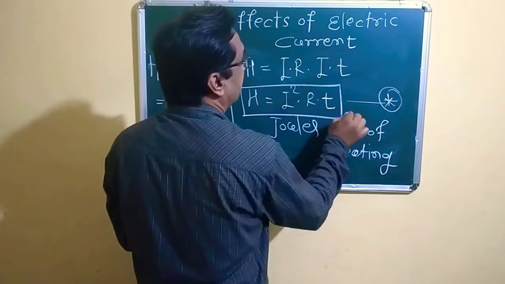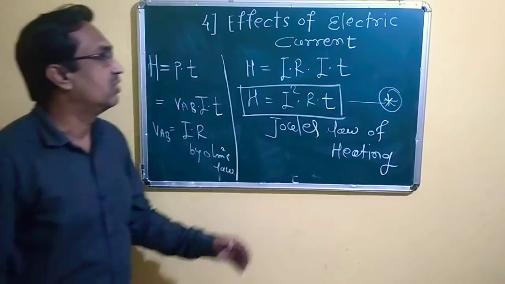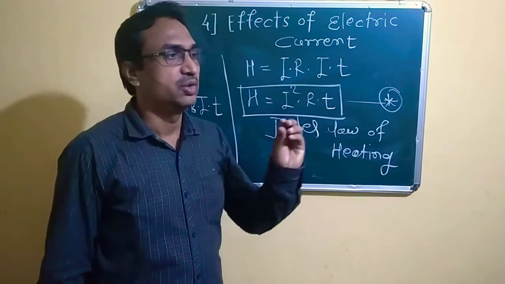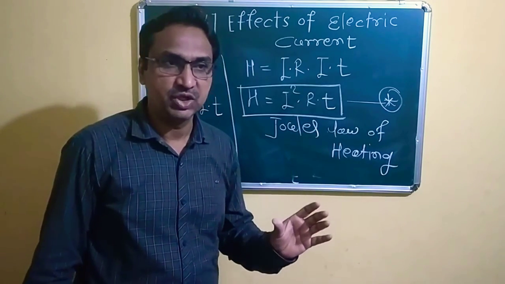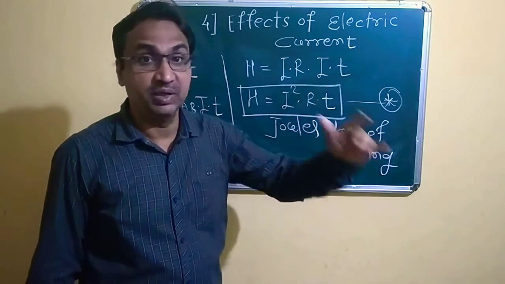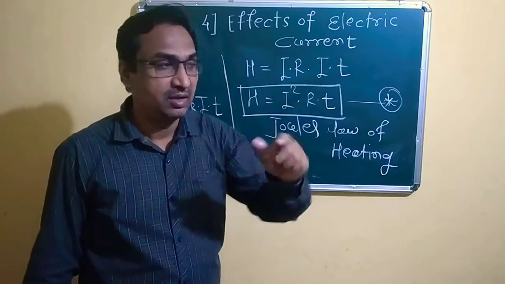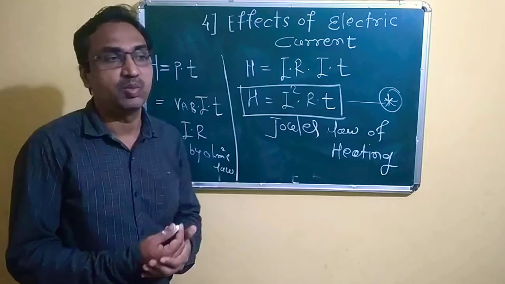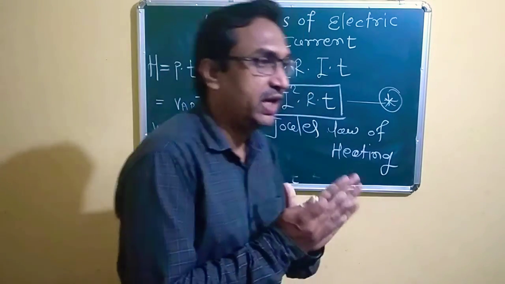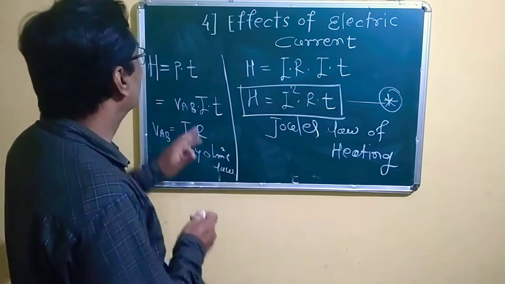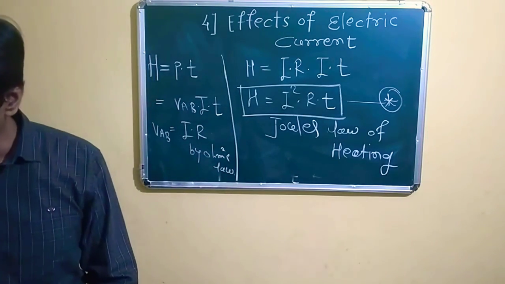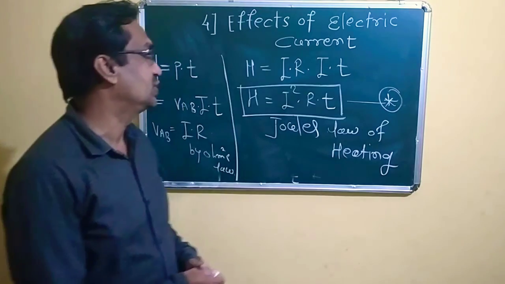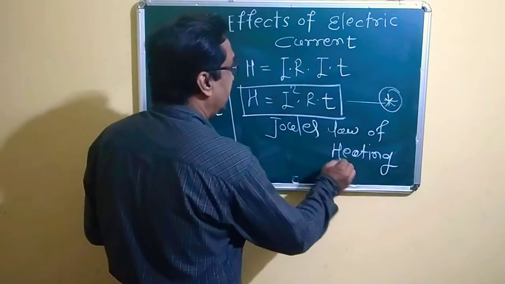That much amount of heat we get when Q quantity of charge, measured in coulomb, is transferred from point A to B, when the current flowing in the circuit is I for a time T and the value of the resistor is R. So the amount of work done is VAB into Q, and after that transformation we finally get Joule's law of heating, H is equal to I square RT.